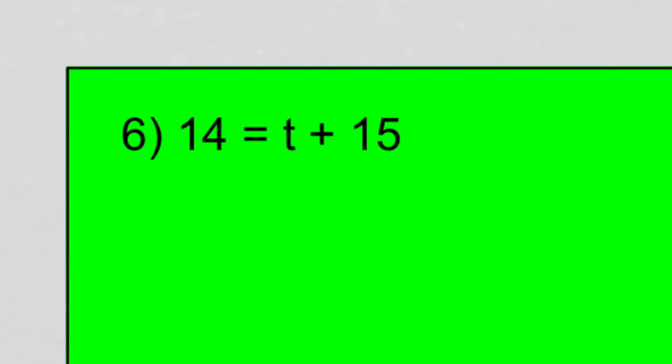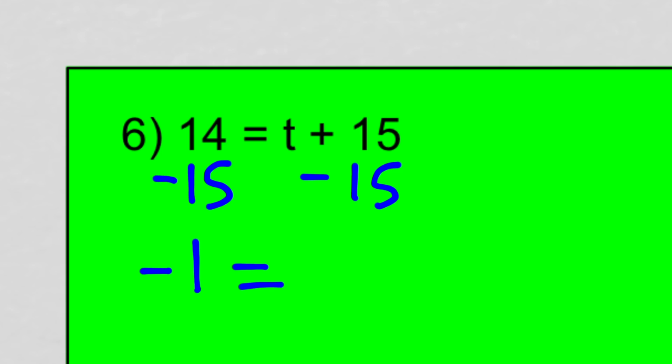Okay, we'll do another one like that. Again, the variable's on the other side. 14 equals t plus 15. I want to get the t by itself, so I'll take 15 away, and I've got to do it to both sides. 14 take away 15, or 14 positives, negative 15, is negative 1, equals 15 minus 15 goes away, t.